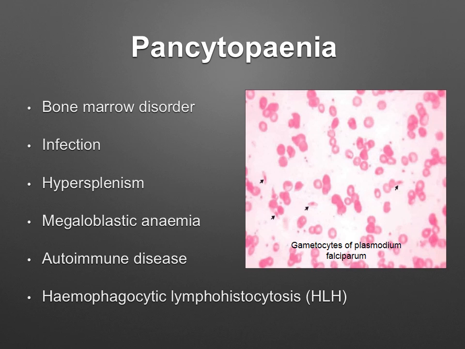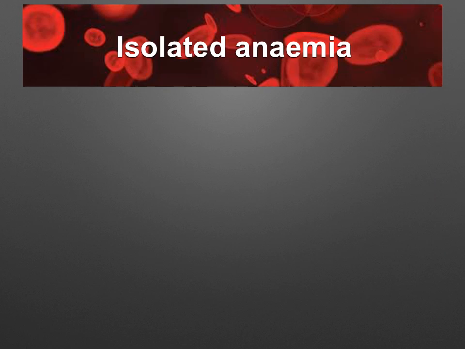Pancytopenia, where we're seeing all parts of the full blood count in the low levels. It's important to make sure you haven't got a dilutional component to this, but it can result from bone marrow disorders, from bone marrow failure or infiltration, infection, hypersplenism, megaloblastic anemia, autoimmune disease, and some of the rarer causes like HLH or hemophagocytic lymphohistiocytosis, which you're often going to be seeing this sort of pancytopenia, but it's associated with a fever.